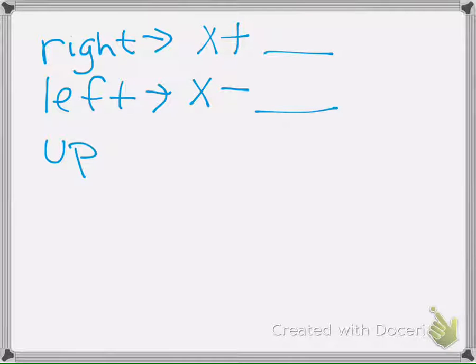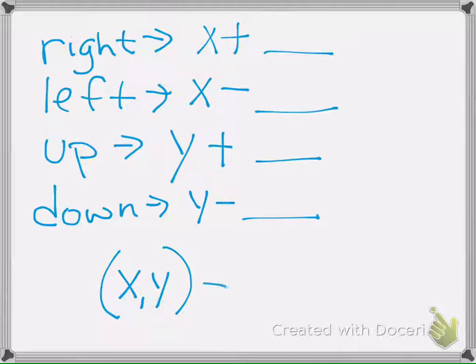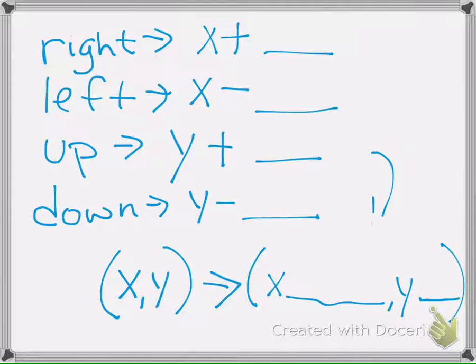If I want to go up, how do I do that? Add to the y. So y plus blank. If I want to go down, what do I do? You do y minus blank, and it's always written like this. We start at an xy. We go to a slide. We do something to the x. We do something to the y. These are the things that would go here and here, okay?